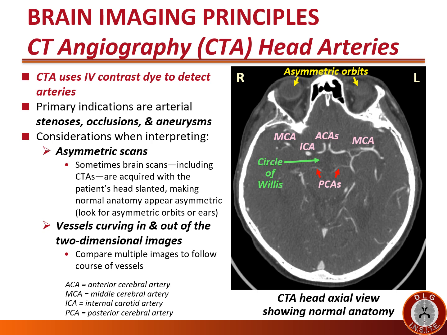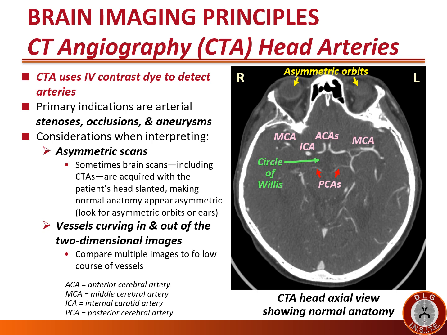The image to the right is a CTA head axial view at the level of the circle of Willis, showing normal anatomy. Note that the orbits are slightly asymmetric, and this explains why the MCA, middle cerebral artery, is better seen on one side, in this case the left, than on the other side. Also, note there are gaps in the MCAs on both sides, even gaps in the PCAs.